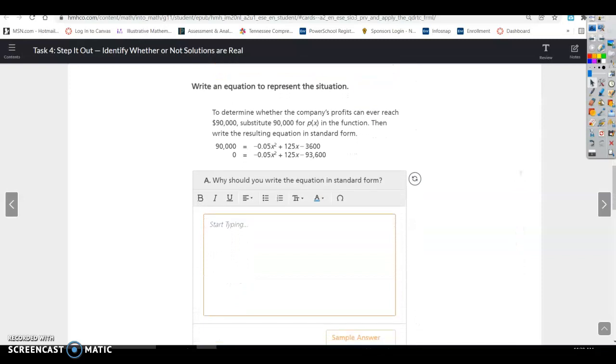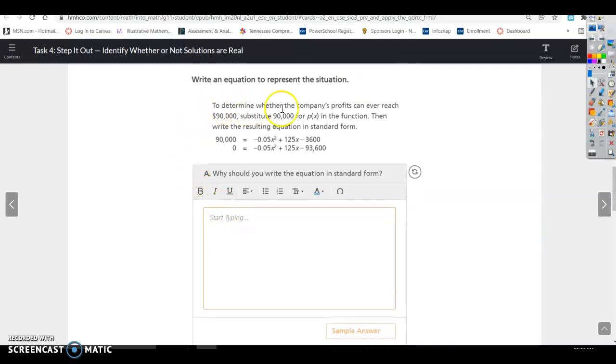All right, so it says write an equation to represent the situation. To determine whether the company's profit can ever reach $90,000, substitute $90,000 for P of X. Then write the resulting equation in standard form. So if we substitute $90,000 here, then we subtract $90,000 to put it in standard form. That gives us our A, our B, and our C. We can use the quadratic equation to solve, but we can first look at the discriminant to see if the answers are going to be real or imaginary.